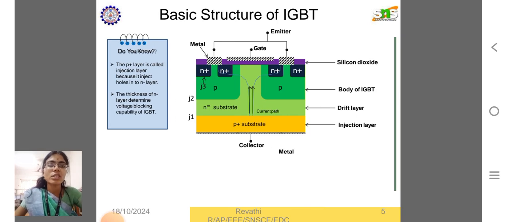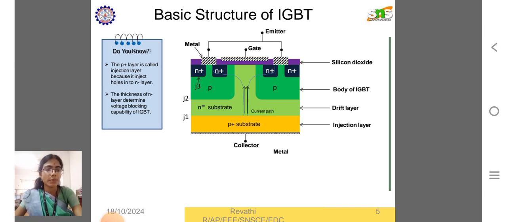The basic structure: the IGBT consists of a P substrate and an N substrate, where the P substrate acts as a collector and the N substrate acts as the metal emitter and gate circuit. The gate circuit in the middle is filled with silicon dioxide, and the p-type body is an injection layer, and the n type is partially divided into two parts, the n substrate and the current path, where the drift layer body of the IGBT is present. The p layer is called the injection layer because it injects holes into the n layer. The thickness of the n layer determines the voltage blocking capability of the IGBT.